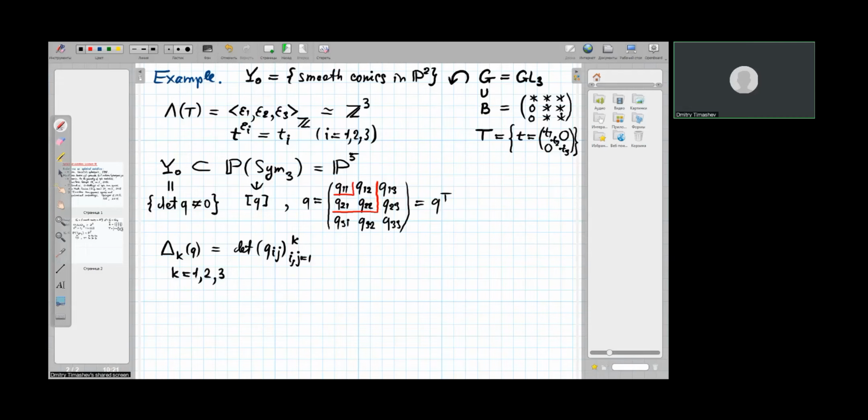This determinant is not a function on this projective space because it is a homogeneous polynomial in homogeneous coordinates on this projective space, which are just the matrix entries. It is not a function. It is rather a section of a line bundle on this projective space. If you take delta K, this will be a homogeneous polynomial of degree K in projective coordinates. This means it is a section of the bundle O of K on the projective space. And this section is a B semi-invariant.